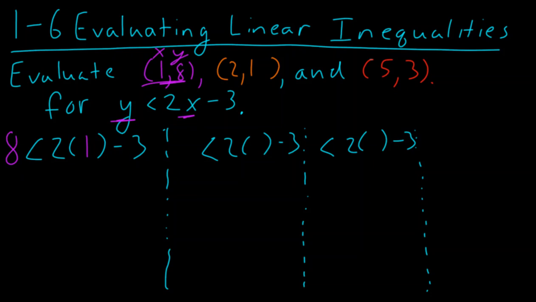Let's go ahead and simplify down on the left side. Is 8 less than 2 times 1, which is 2, minus 3? So 8 is less than 2 minus 3, which would be negative 1.